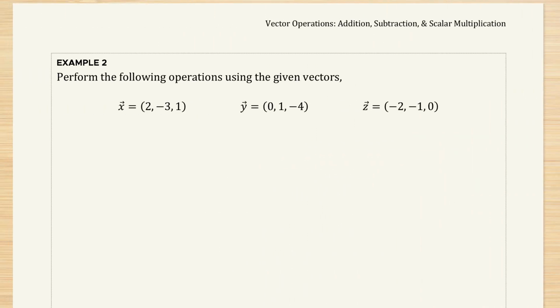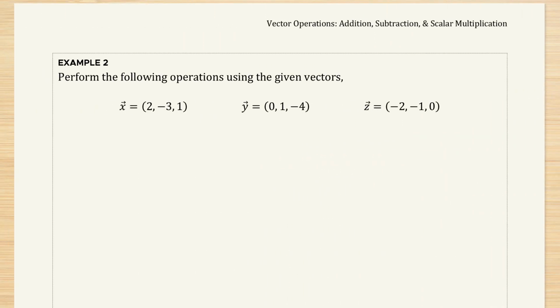In the first example, our vectors are column vectors. The components are arranged vertically in a column. In the second example, the vectors are row vectors. The components are arranged horizontally in a row. Whether we have column vectors or row vectors, the math is the same. We add, subtract, and scalar multiply component by component.